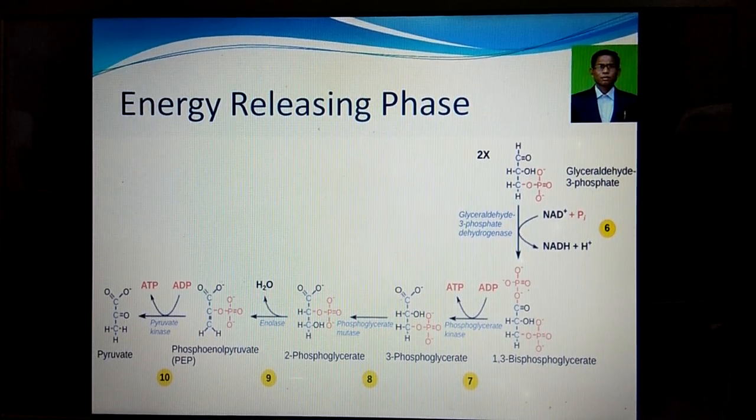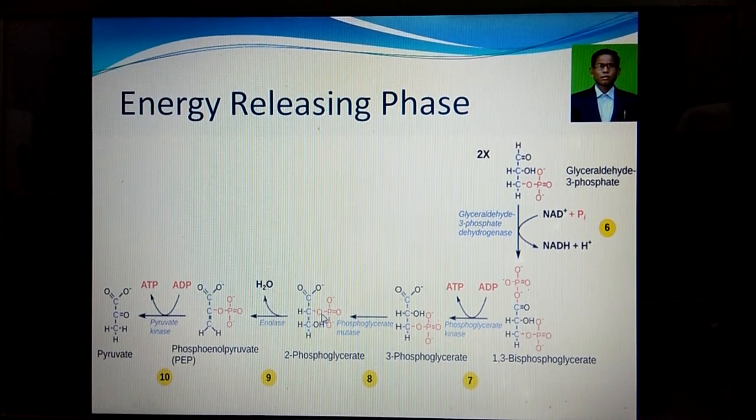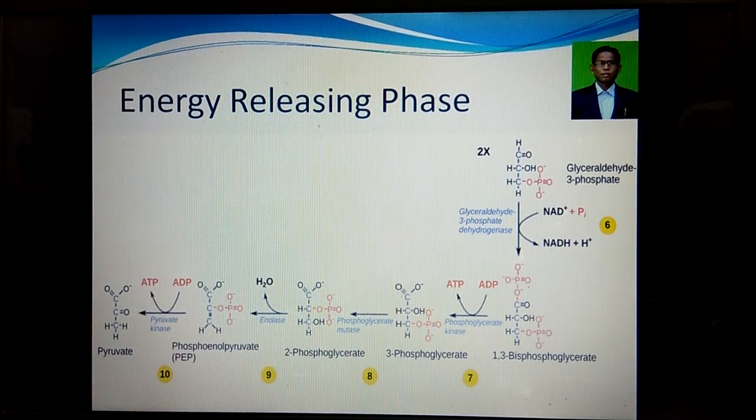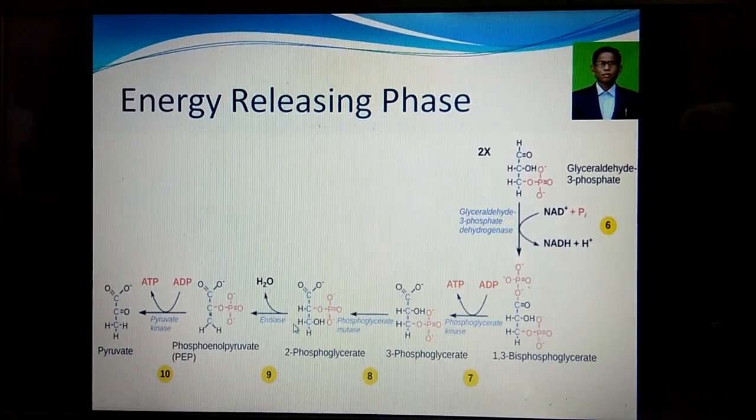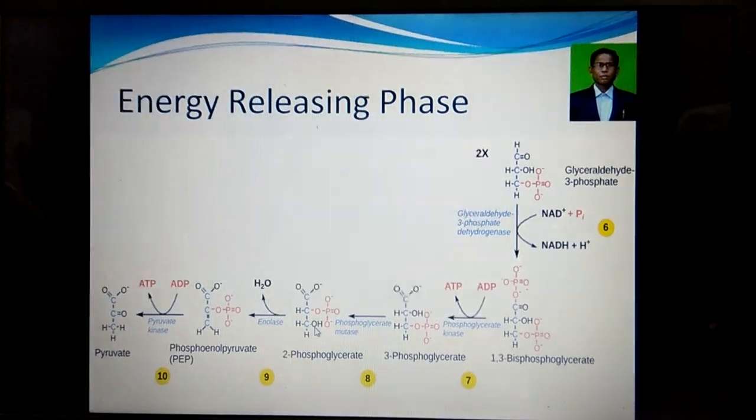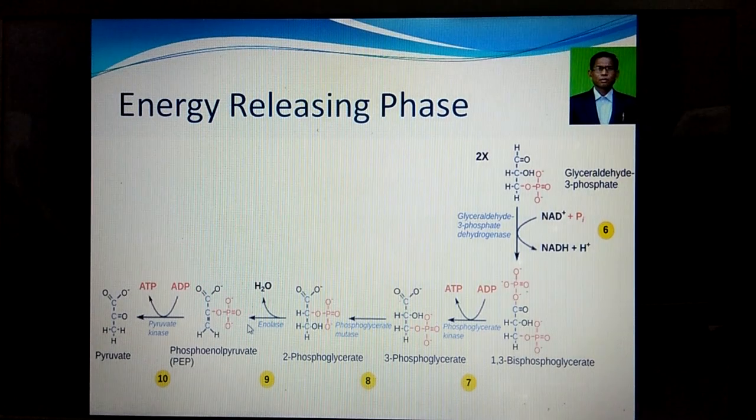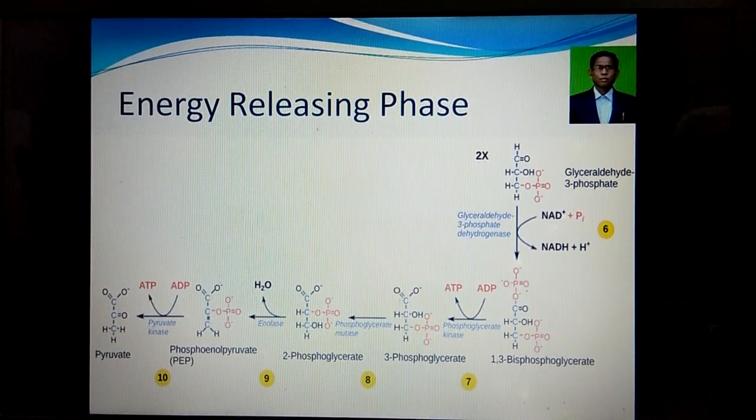And then in the next step, 3-phosphoglycerate is converted into its isomer 2-phosphoglycerate by the enzyme phosphoglycerate mutase. Then in the next step, 2-phosphoglycerate loses a molecule of water, becoming phosphoenolpyruvate. This reaction is catalyzed by the enzyme enolase in the presence of magnesium ions.